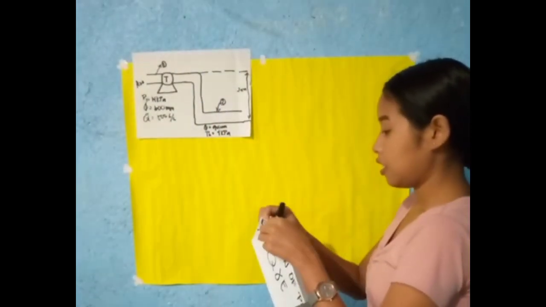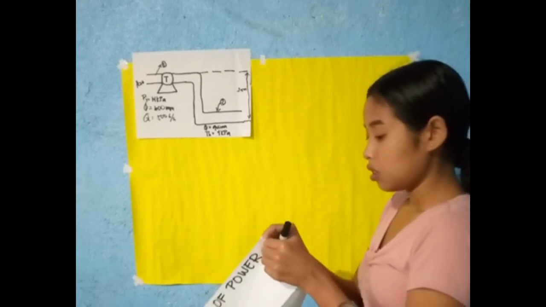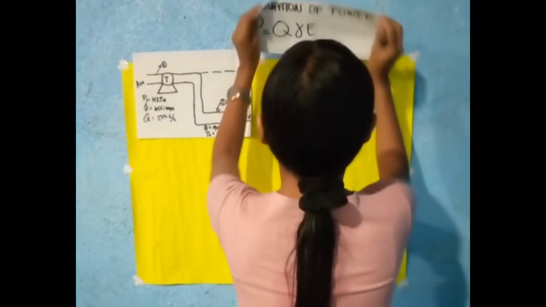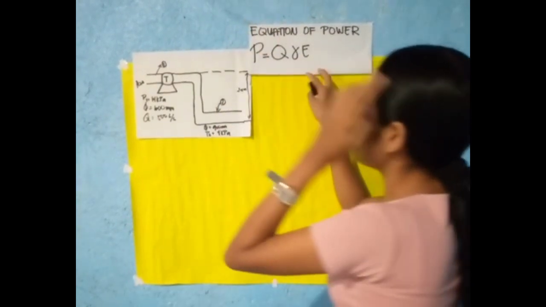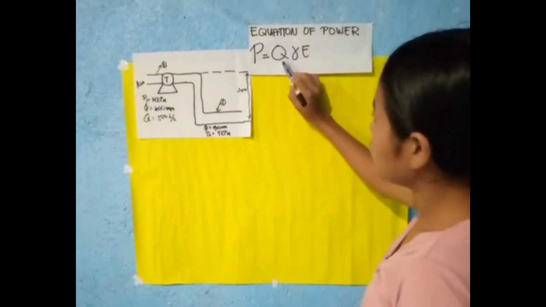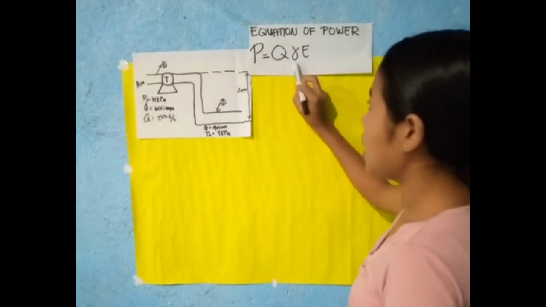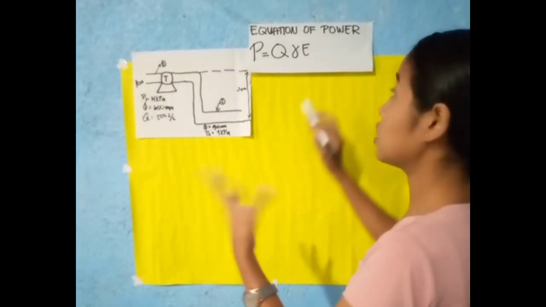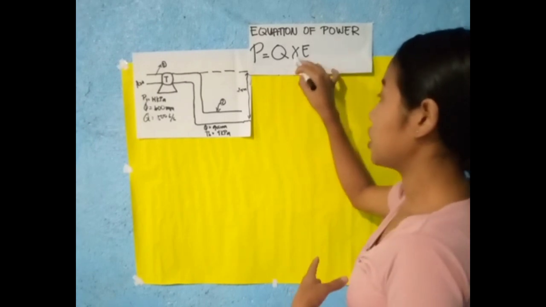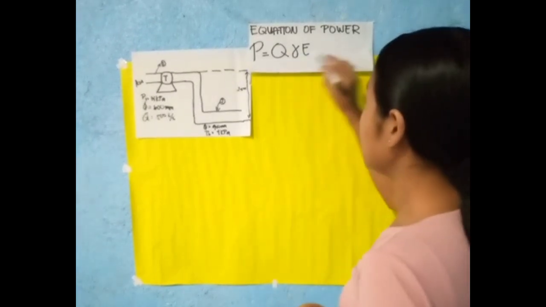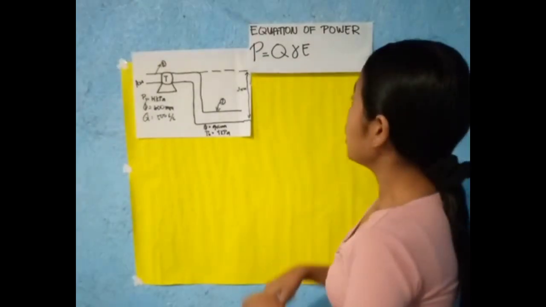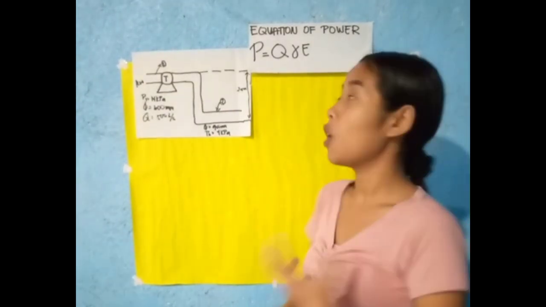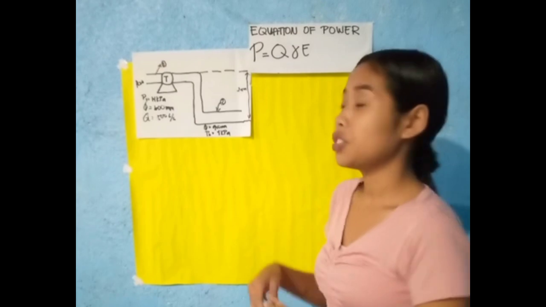So I'm going to put our equation in power here in order for us to see it. So this is our equation in power. In our given, we have already the Q and our gamma because gamit natin is tubig. So alam na natin kung ano yung value ng gamma or the unit weight here. So 9.81 yung ating gamma. Then our energy, wala pa tayong nakikita na given sa ating energy. So in order for us to calculate the power, we are going to calculate first the energy.